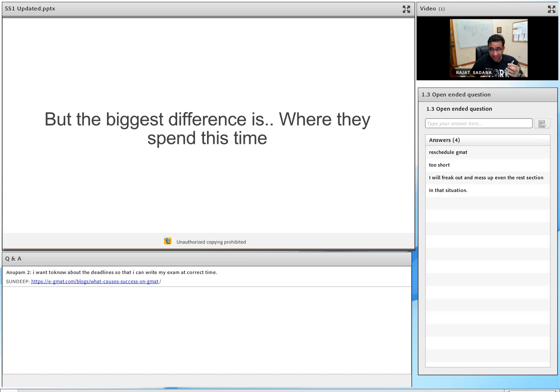But that's not the biggest difference. The biggest difference is what do they study? Where do they spend these 9 weeks or 6 weeks?